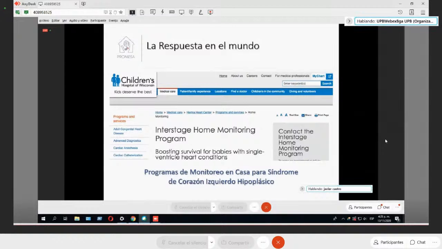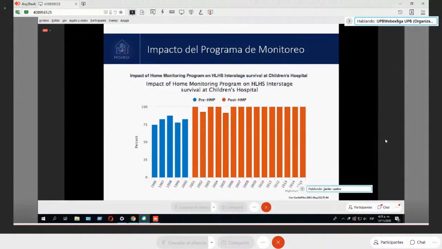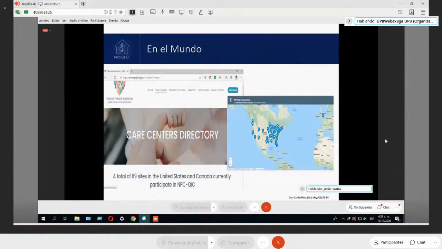These programs were developed initially thinking about hypoplastic left heart syndrome. But in this example from the publication from the Wisconsin hospital, you can see how before the monitoring program began, which are the blue bars, a significant percentage of these patients, even though they were apparently well, when they went to interstage of home, they died. Once the home monitoring programs were developed, you can see how the reddish bars reach up to almost 100%. So the decrease in mortality with home monitoring program has improved.